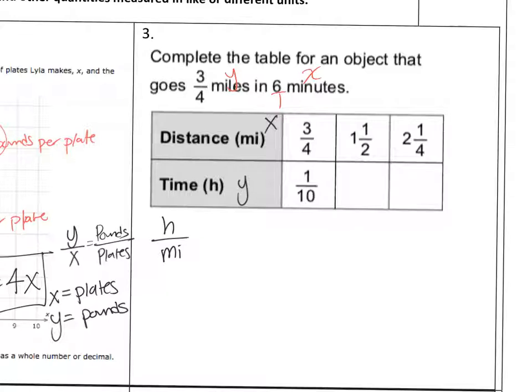And let's write our first ratio. So we have 6 over 1 divided by 3/4. And this is going to tell us the time it takes us to run 1 entire mile, because miles is on the bottom, and we're trying to figure out how much time it takes us to run 1 mile. So let's see. 6 times 4 is 24.